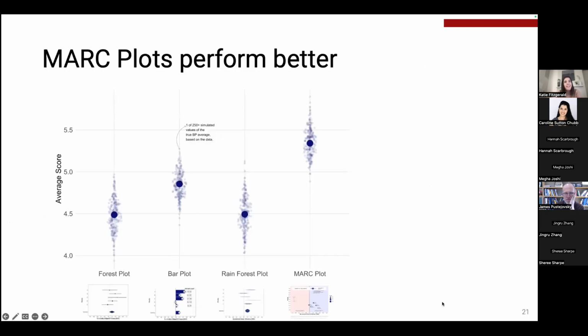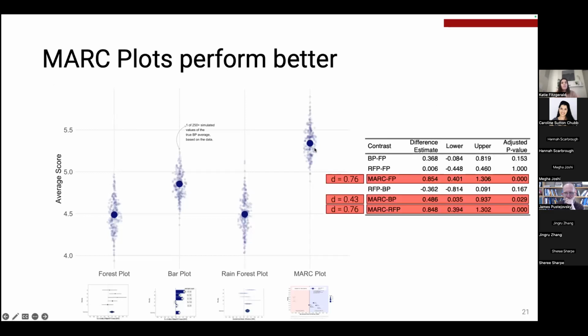So we did find that the marked plots perform better. We've got the average score of participants answering those questions on the y-axis, and marked plots have the highest average score, and those differences with the other visualizations were statistically significant. We have an effect size of roughly 0.7 or 0.8 for the advantage over the forest plot, and the advantage over the bar plot was about 0.4.